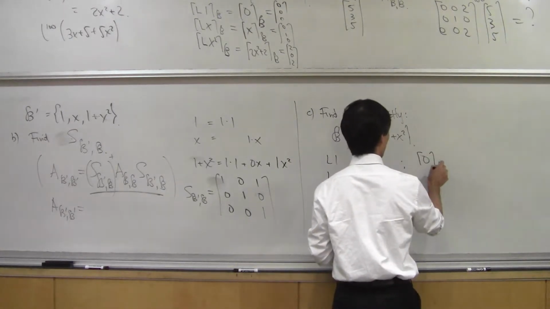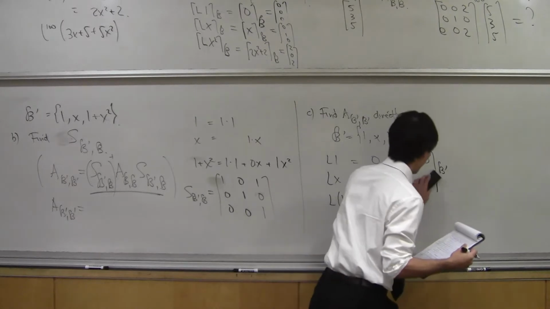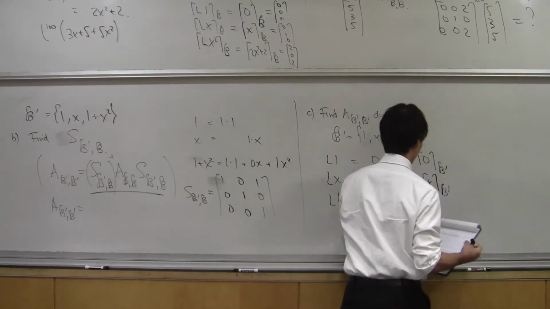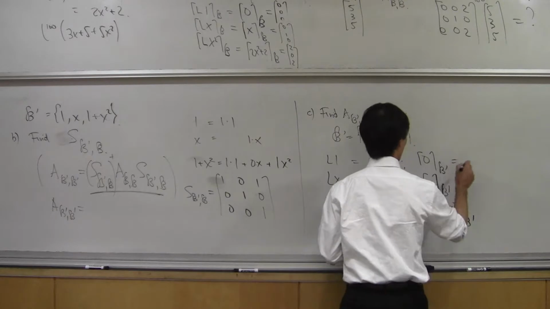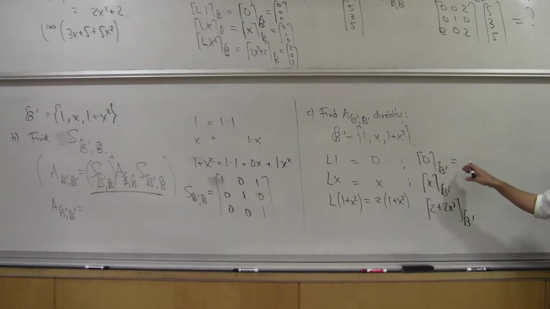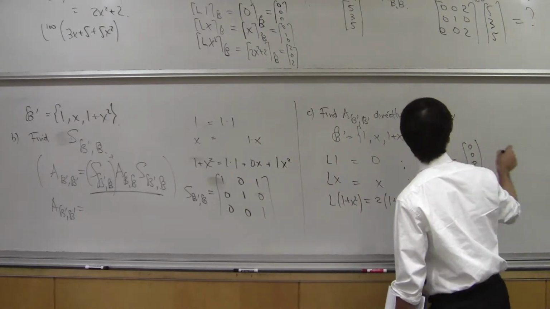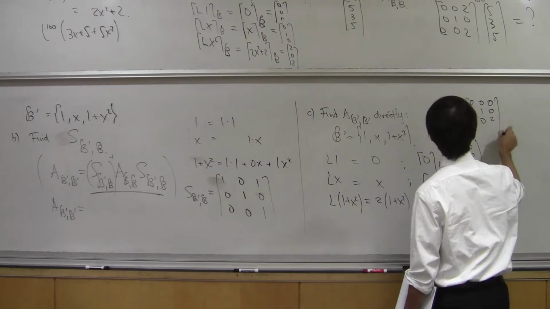Then to get the columns, you take the coordinate vector with respect to B prime. Well, what's that? This is going to be 0, 0, 0. This one's going to be 0, 1, 0. And what about the last one? 0, 0, 2. So our matrix is this guy: 0, 0, 0, 0, 1, 0, 0, 0, 2.